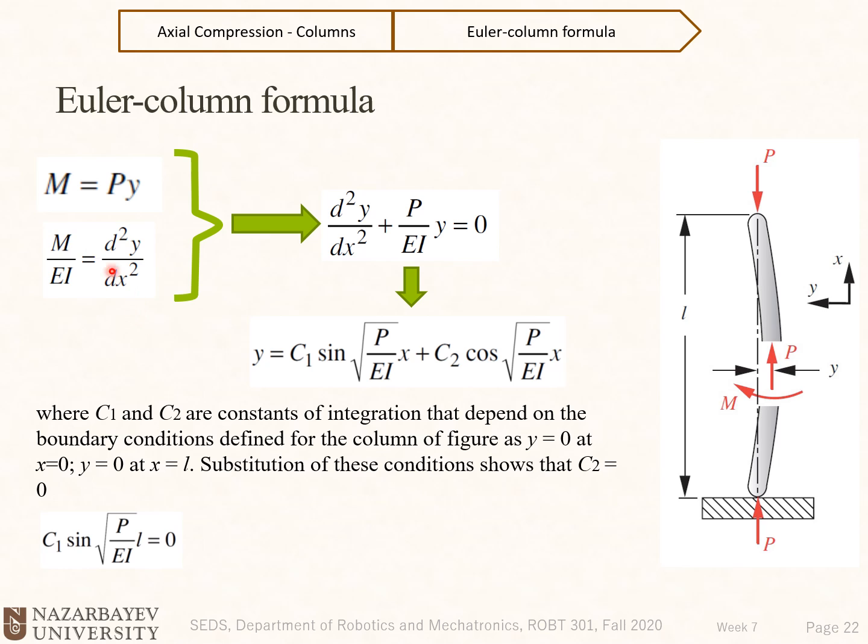Okay, now we need to substitute M in this equation, and we'll have this second order differential equation, where P, E, and I are all constant, so Y is the dependent variable, X is the independent variable, and P over EI is constant. What is X? X is the distance from the coordinate system to any point across the column.